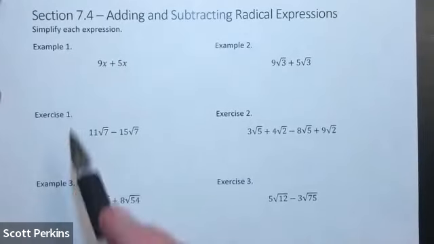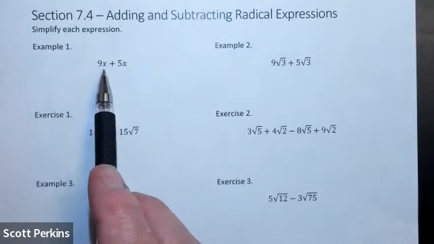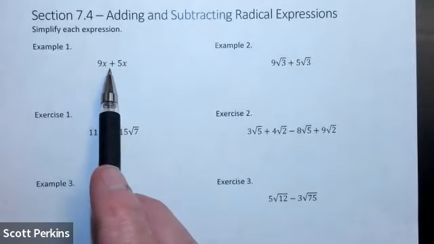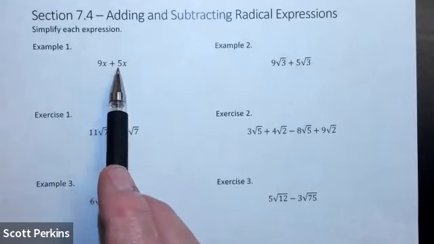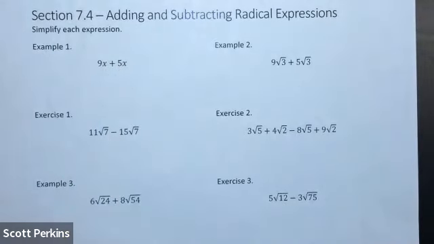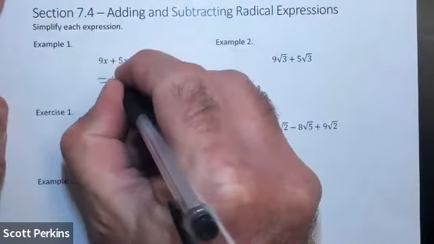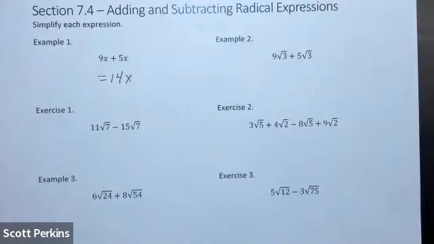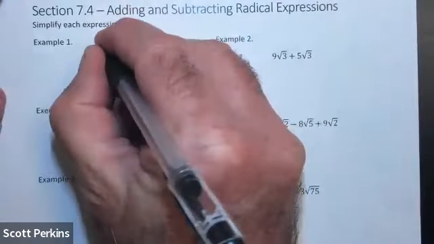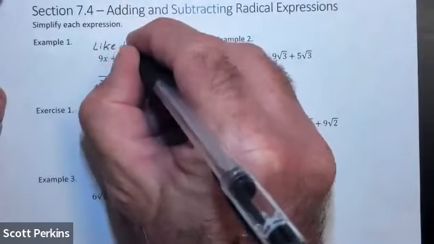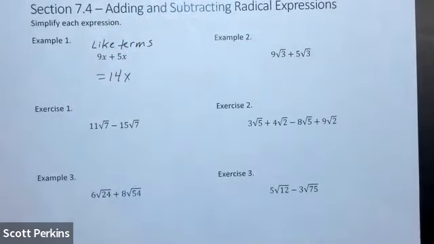So example one, this is your example. If I gave you this on a test, this is introductory algebra. You already know how to do this. 9x plus 5x, what's that going to be? 14x. Why can I combine those two things? Because they are what? Like terms, perfection, great words. Those two things are like terms. So the same thing applies to radicals. You can add radicals that are like terms.